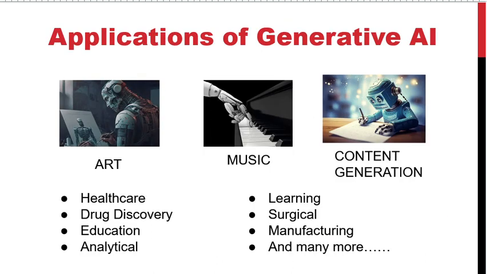And what are some of the applications of generative AI? I'm sure you have heard about this in the news as well. There are definitely applications in art where you can have some text and it creates some images. It can also generate videos. It can create music. It can generate content. It's also used in healthcare. It has really sped up drug discovery. It's used in education and learning. It's used for analysis and looking at really complex data. It's used in surgeries, manufacturing, pretty much a lot of the industries you can think of.